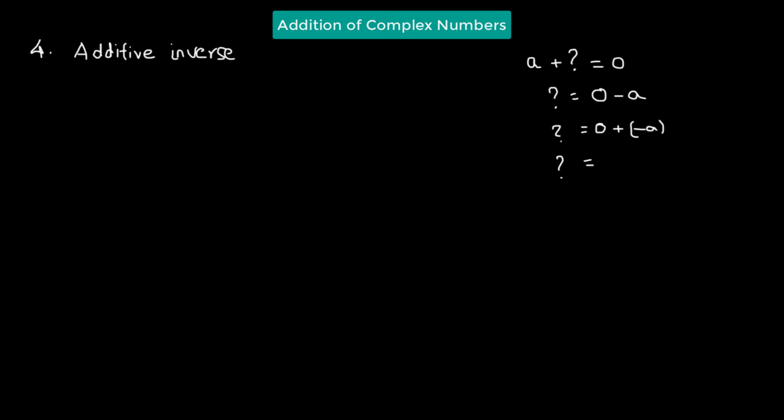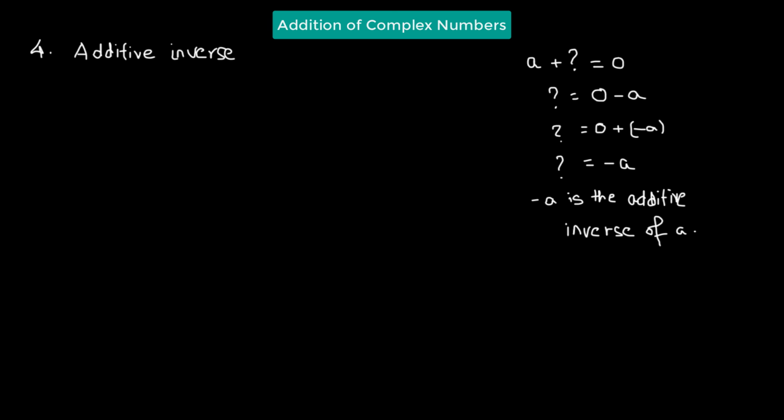We know that previously we talked about it, that 0 added to any number gives back the number itself. So that number is actually negative a. So we know that now negative a is the additive inverse of our real number a.